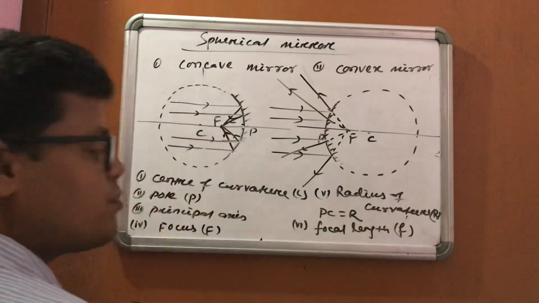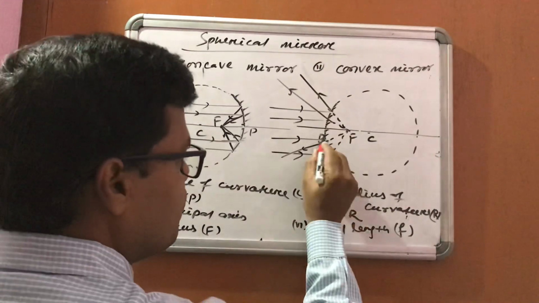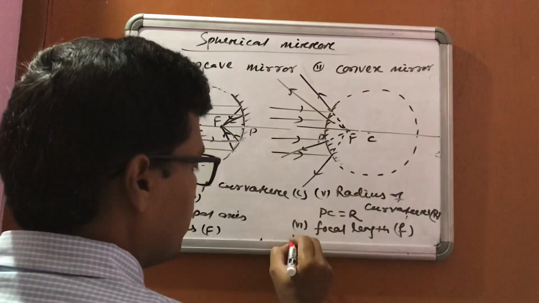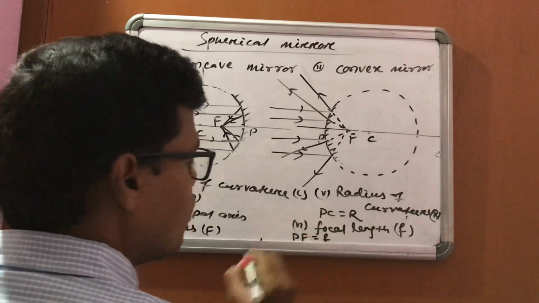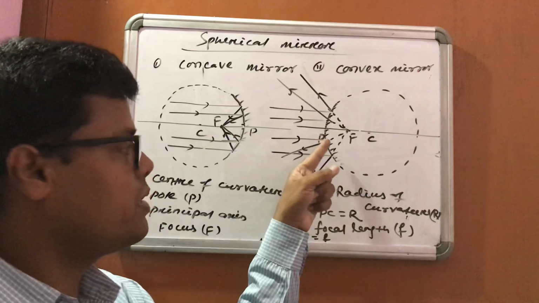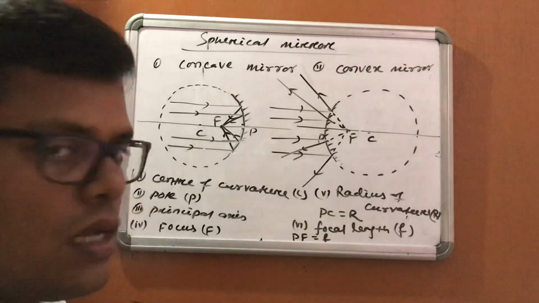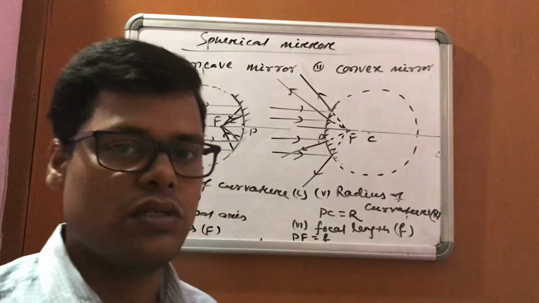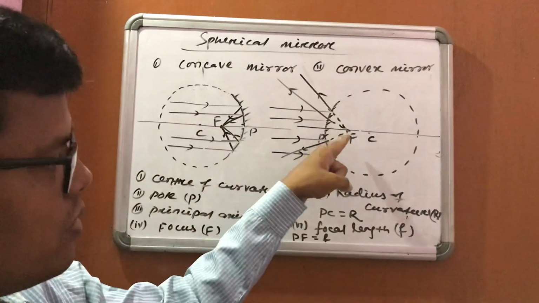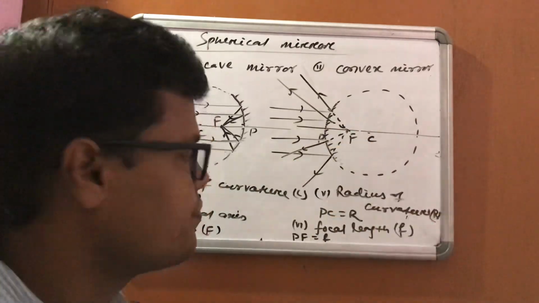It is represented by small f. Focal length means the distance between P and F. This distance is known as what? Focal length. Focal length is the distance of separation between P and F, the pole and the principal focus. Here I use the term principal focus, the focus which lies on the principal axis. This is principal focus, or simply known as focus.